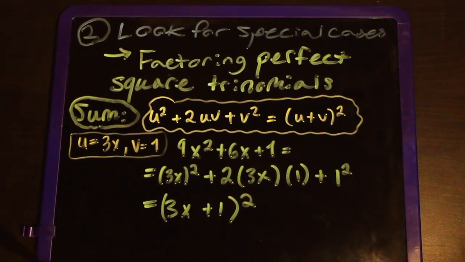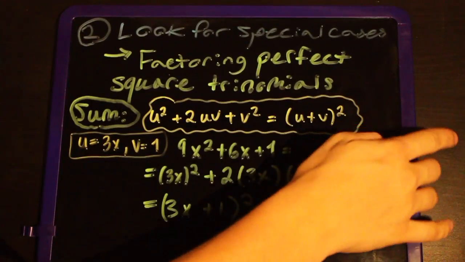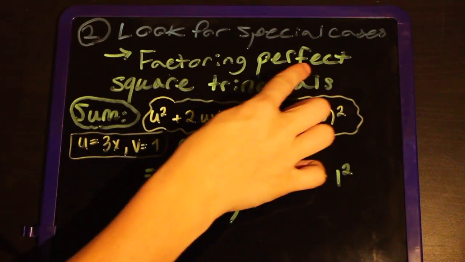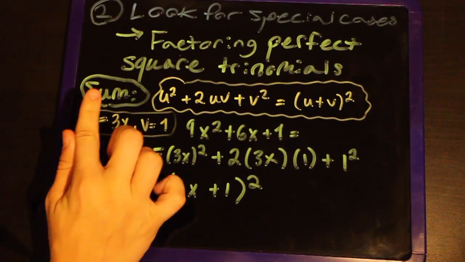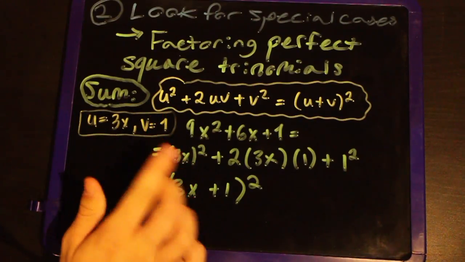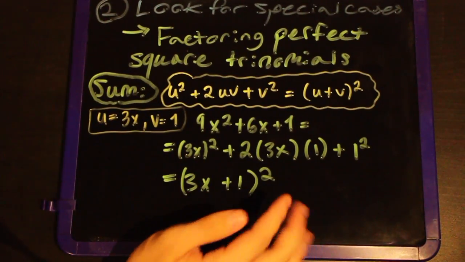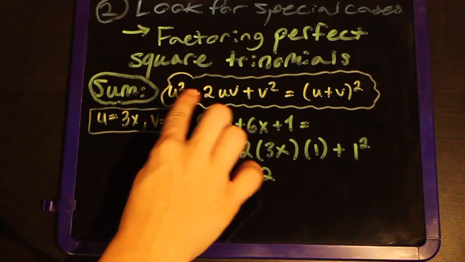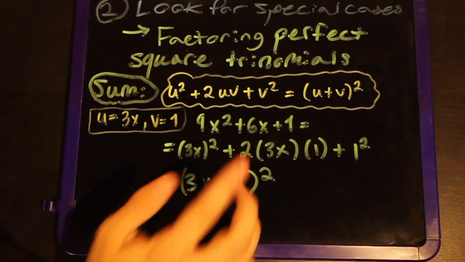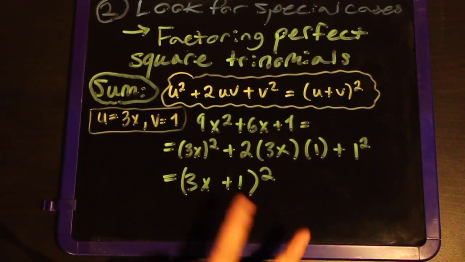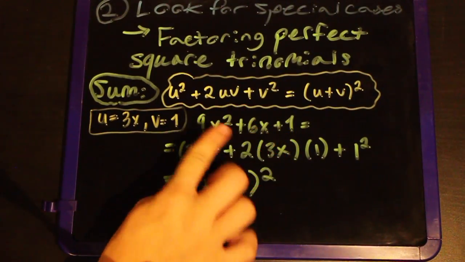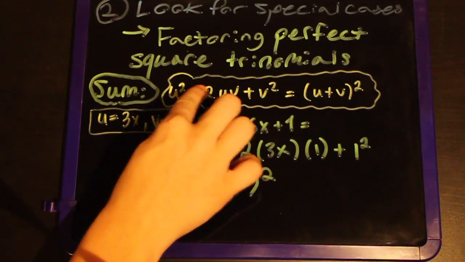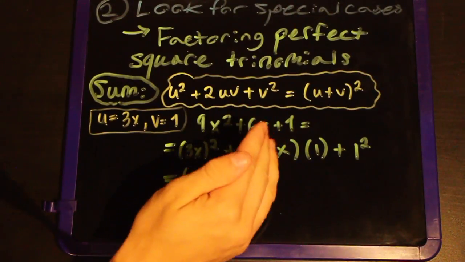So we're still here in step 2 where we're looking for special cases, and in this instance we're going to be factoring perfect square trinomials. So this is factoring for the sum of perfect squares, and our format for this is going to be u squared plus 2uv plus v squared. But before you do this, you need to look at your polynomial and make sure that it's going to fit into this format where you can break up your middle term into 2uv in order for it to be a perfect square trinomial.